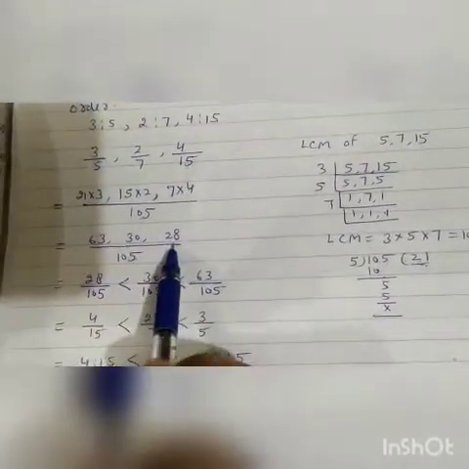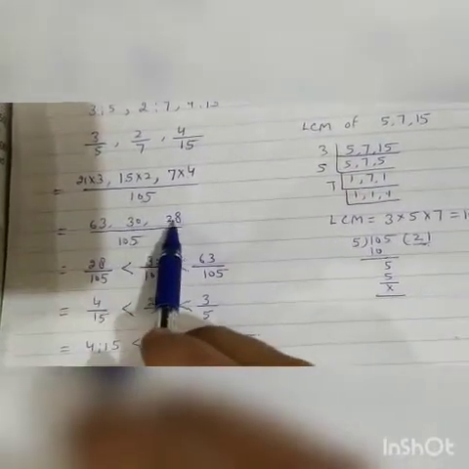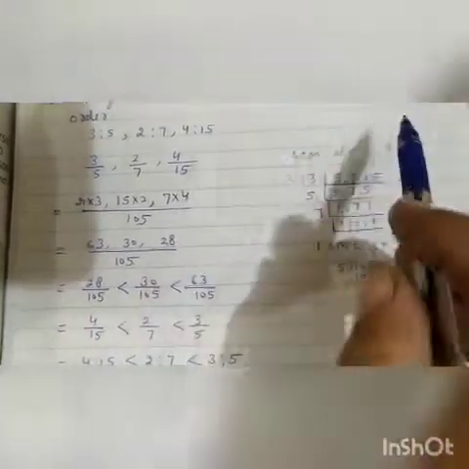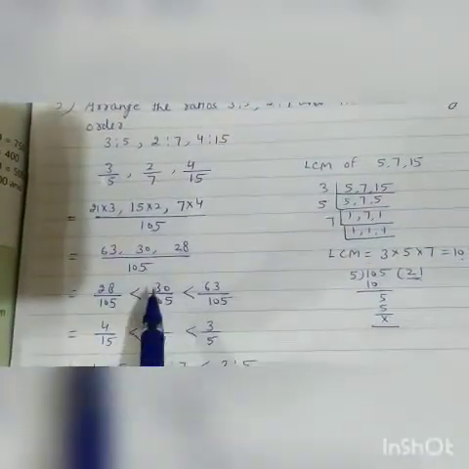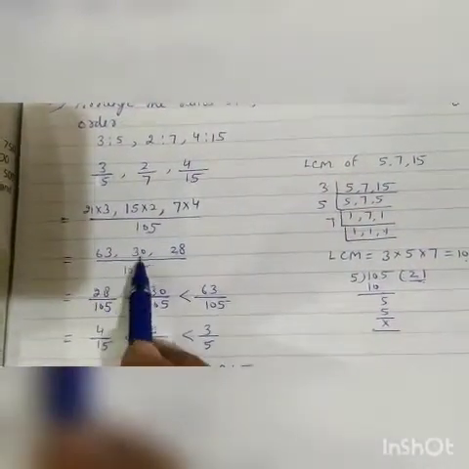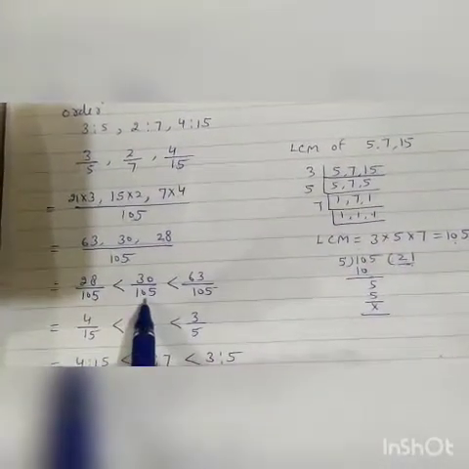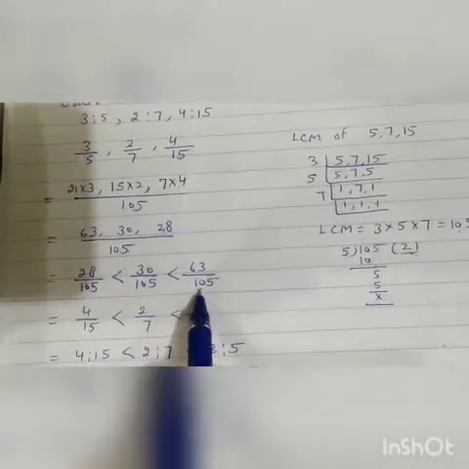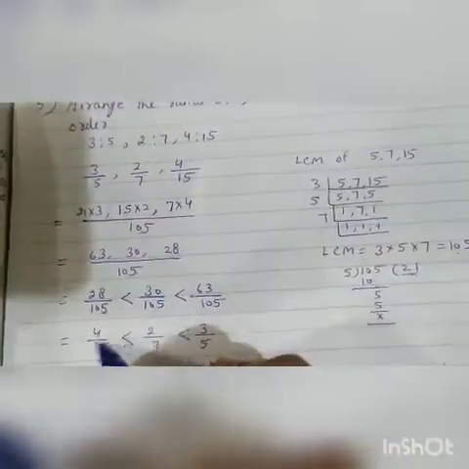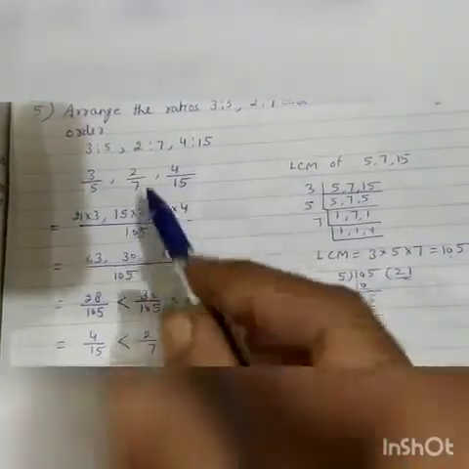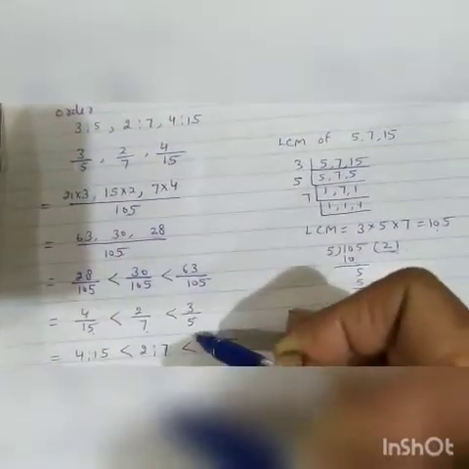Write these three fractions separately. Then if we write it in the increasing order or in ascending order, first we write the smallest one. Then 28 upon 105, 30 upon 105, because here 28 is the smallest fraction. Then 30 upon 105, then largest one is 63 upon 105. 28 upon 105 means 4 upon 15. Then 30 upon 105 means 2 upon 7. And 63 upon 105 means 3 upon 5.